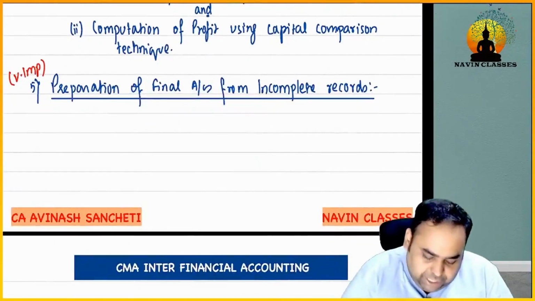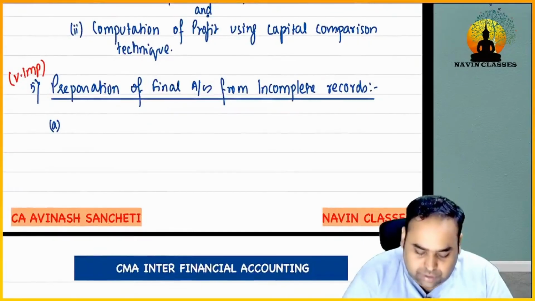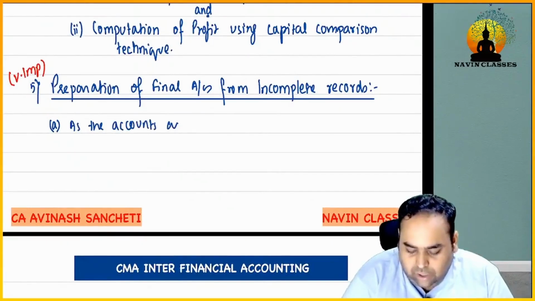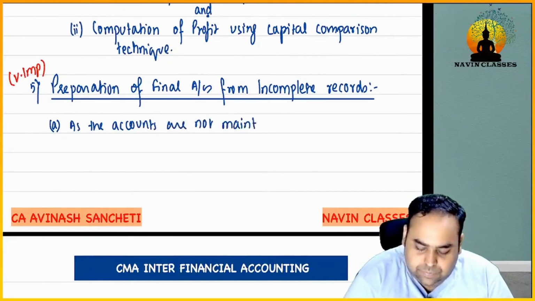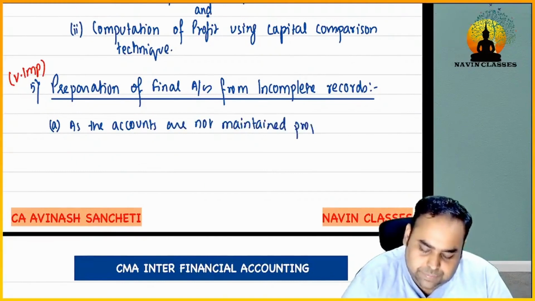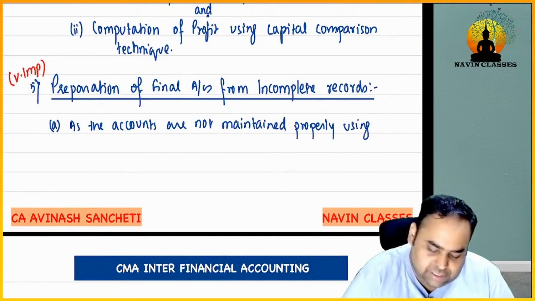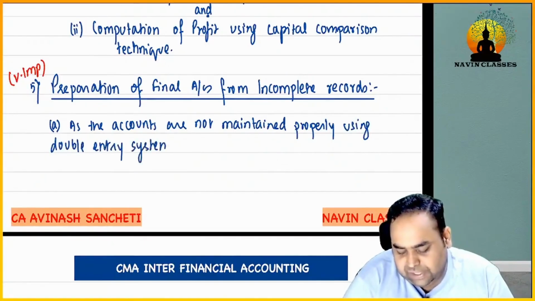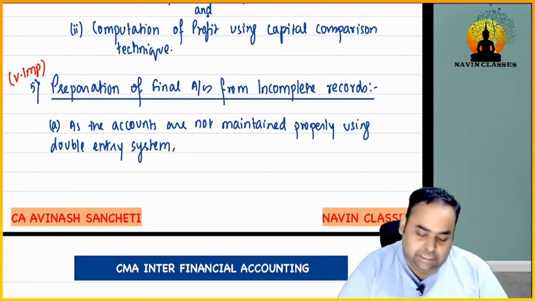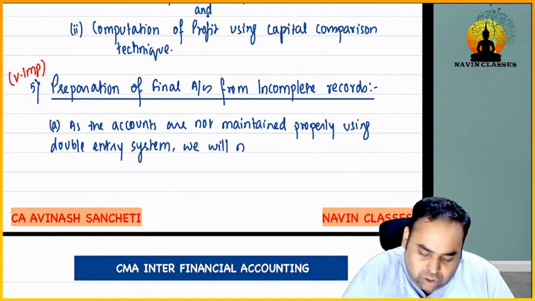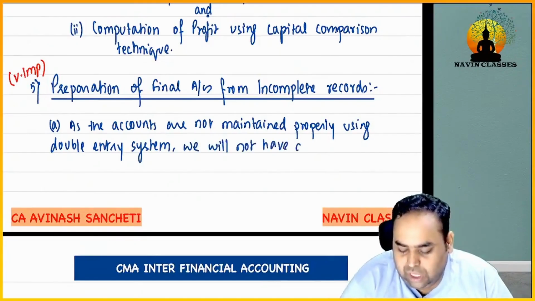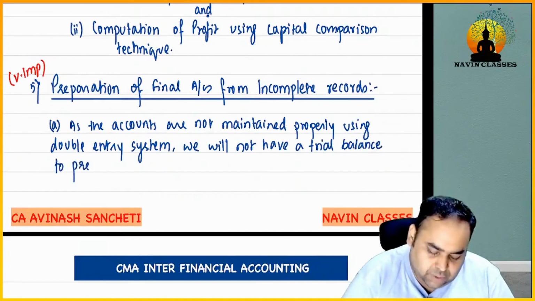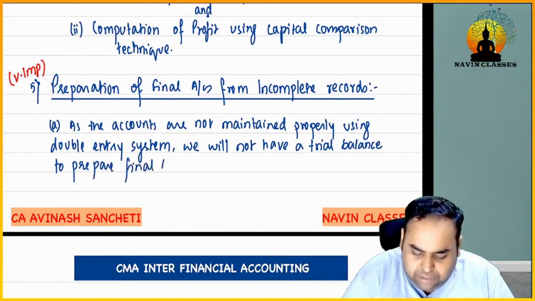Please write, part A: as the accounts are not maintained properly using the double entry system, we will not have a trial balance to prepare the final accounts.